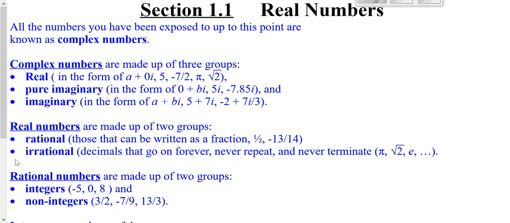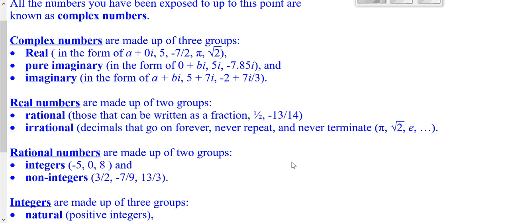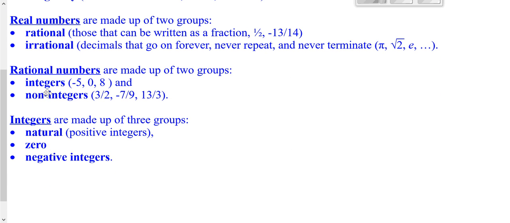Real numbers can be broken up into two subgroups of rational and irrational. Rational are those that can be written as a fraction, but don't necessarily have to be. And then there's irrational, those that cannot be written as a fraction, and that would be referring to anything that goes on forever, never repeats, never terminates. The rational group can be broken up into integers and non-integers, basically those that can be written as nice normal numbers and those that can only be represented as a fraction.